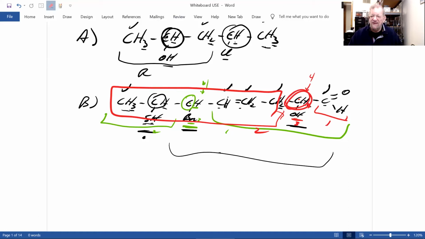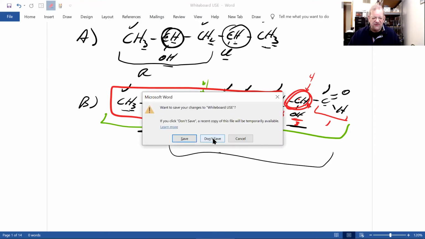But before we go forward, let me close this. Let me open it again. And now it's working again. Don't ask me why it freezes up. I think it's one of the more complex structures I draw. But anyways, we're back on track.